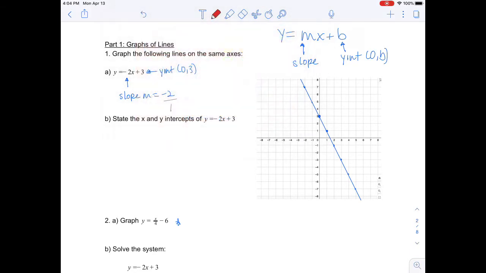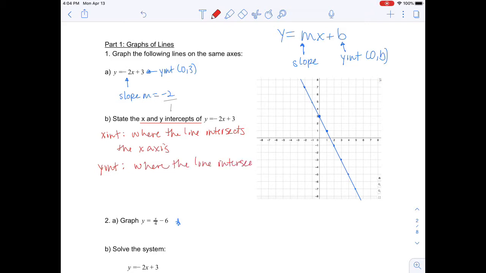Now I'm being asked to state the x and y intercepts of this line. So we know that the x-intercept is where the line intersects the x-axis, and similarly the y-intercept is where the line intersects the y-axis. And these are coordinates. I can see that the y-intercept we already know from part A. So the y-intercept here is (0, 3).